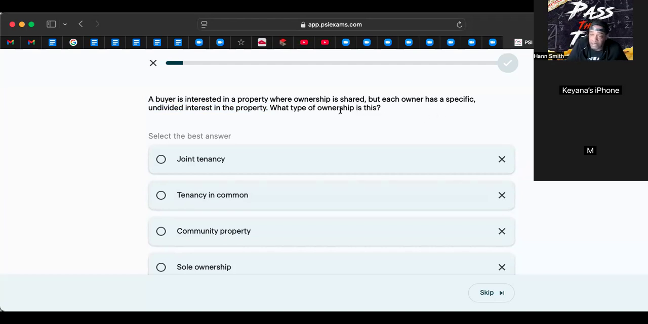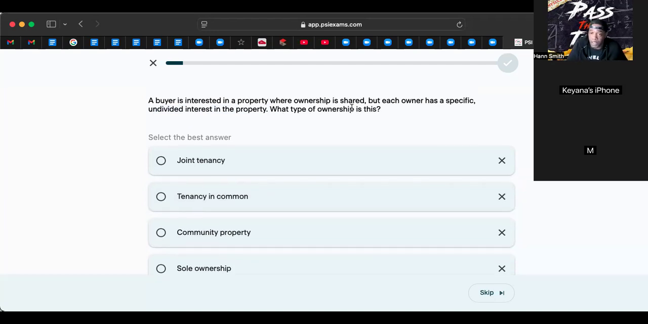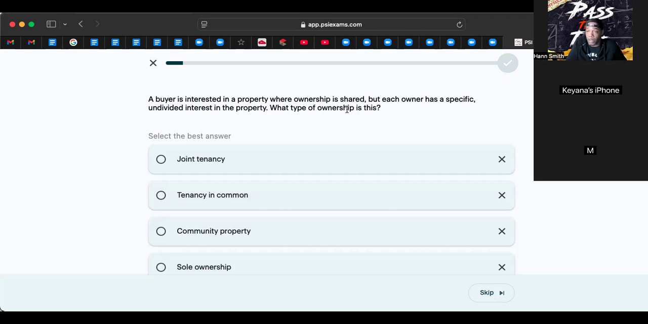Because in both of those setups, the ownership is shared. It could be through two people. That's all common. But this is what they're testing you on, this part of the sentence right here.